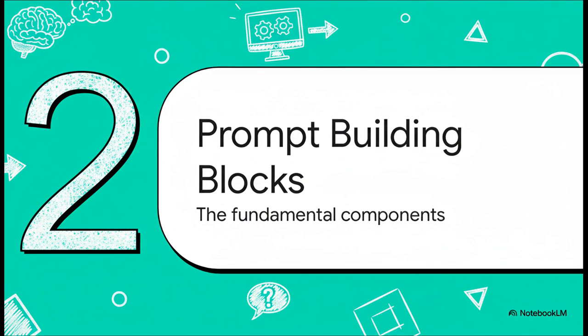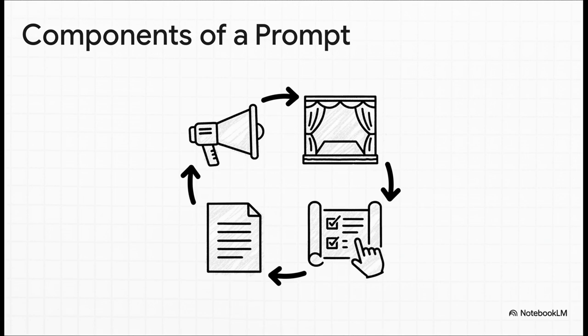Okay, so if we're artisans, we need to know our tools, right? So let's get into the basic building blocks. What actually goes into a really powerful, effective prompt? So a really solid prompt usually has 4 key parts. First up, you've got the instruction. That's the verb, right? It's what you want the model to do. Summarize, translate, write. Then there's the context.